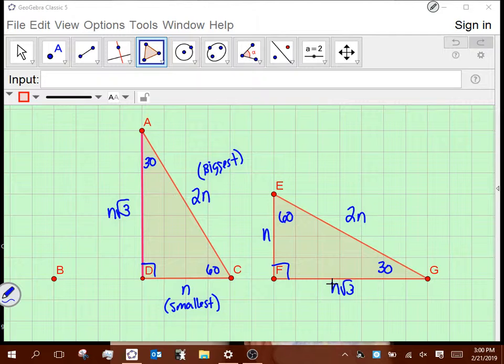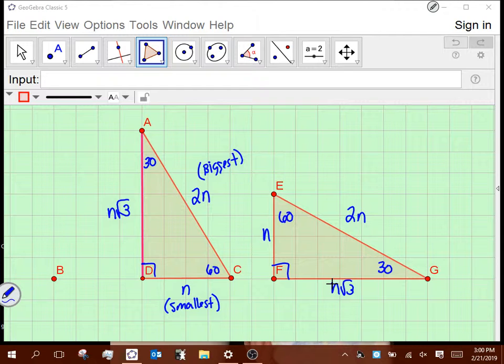Okay, the side across from 60 always gets stuck with n radical 3. The side across from 30 always gets stuck with n. Okay? With your 45, 45, 90, that wasn't an issue we had to talk about because the legs are both the same, right? But here, because they vary, you have to be cautious. You have to pay attention.